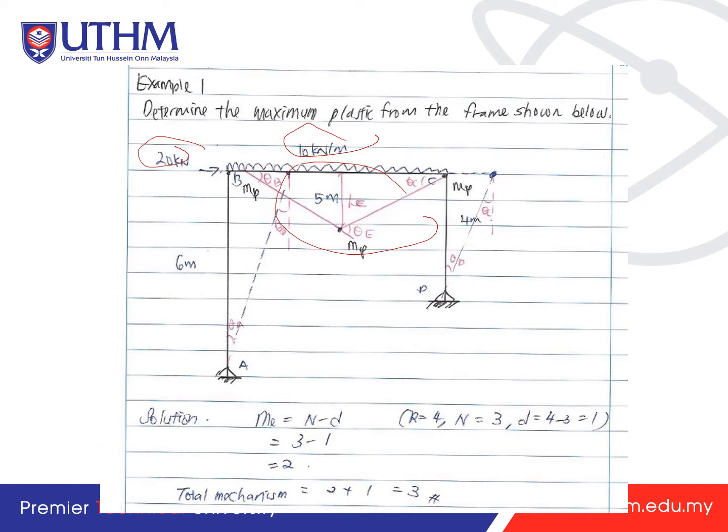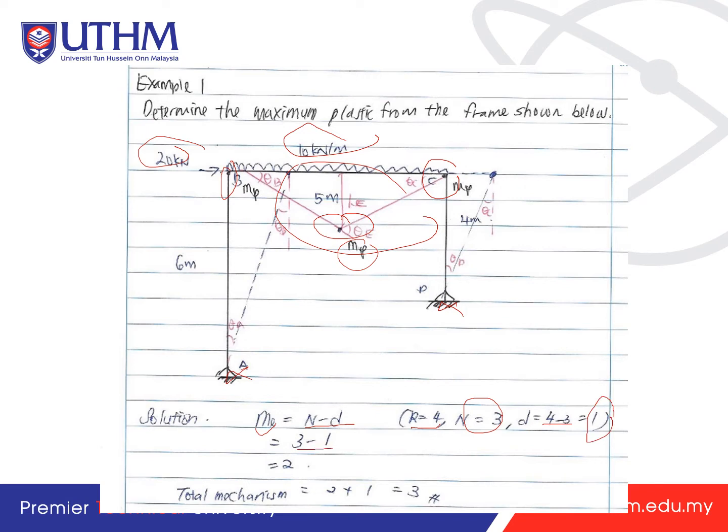First thing we have to do is determine how many mechanisms it has. ME is equal to N minus D. Now the reactions are 4, and N is 3, which is the number of plastic hinges. At the joints we have 1 hinge, 2 hinges, and caused by this force there is another hinge of Mp here. Here there is no hinge because this is a pin support. Only fixed supports have plastic hinges.